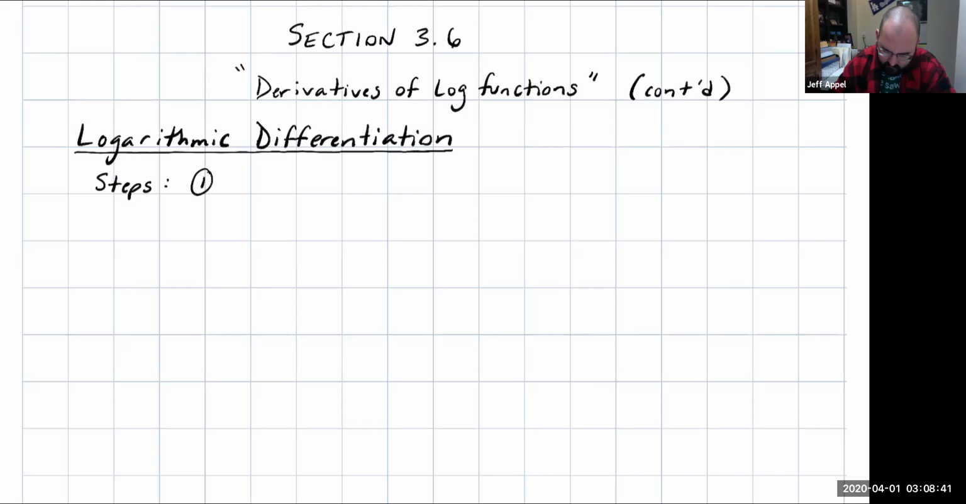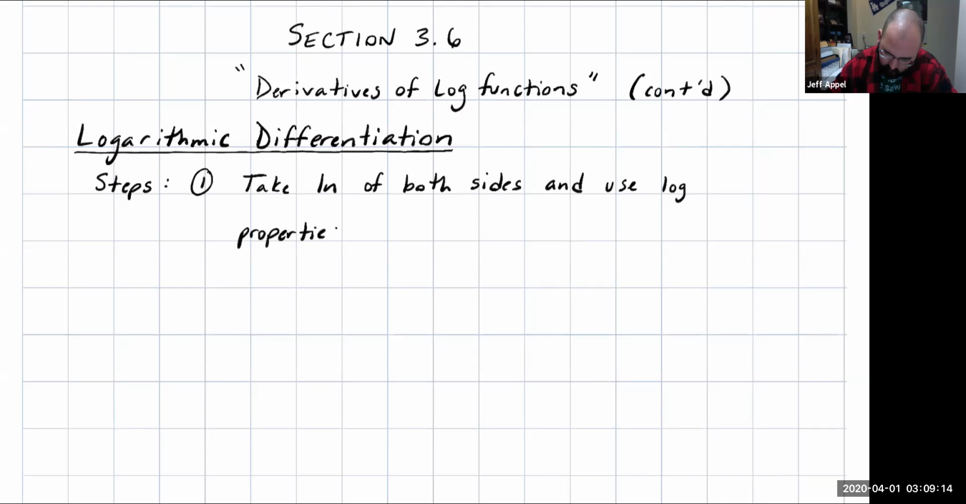The first step in using logarithmic differentiation is to take the natural log of both sides, and then you're going to use some of those log properties that I mentioned in the last video to simplify. That's the name of the game here. The whole idea in using logarithmic differentiation is to make things easier and simpler to differentiate. Okay, so that's our first step.